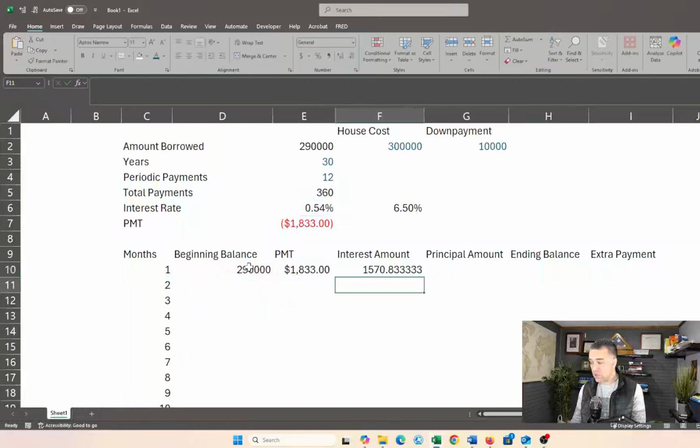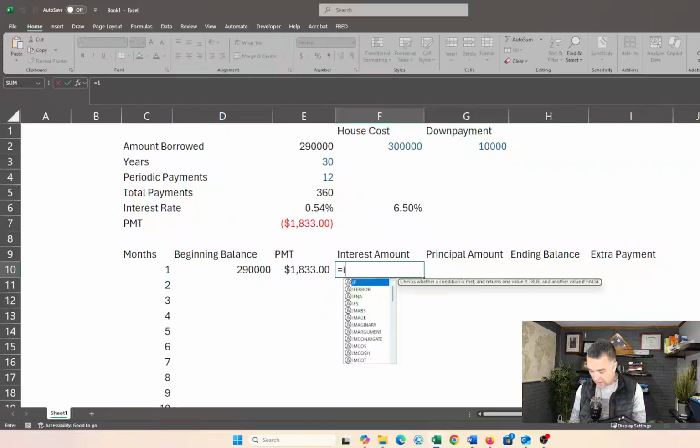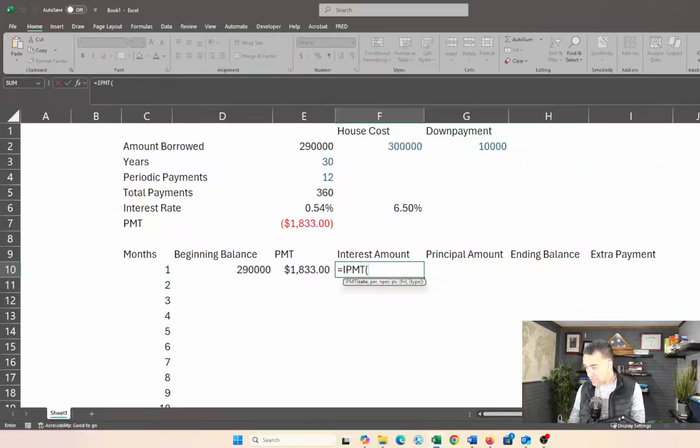And that's going to show you, of that $1,833 payment, $1,570 of it is going to be the interest. I'll show you another thing you can do. If I hit equals, I hit IPMT. That's the function to find out how much interest in that month.